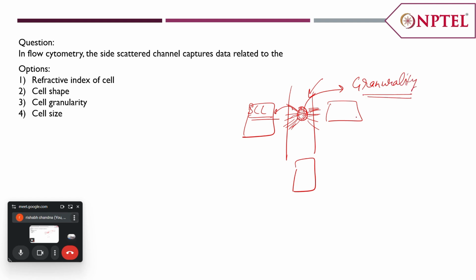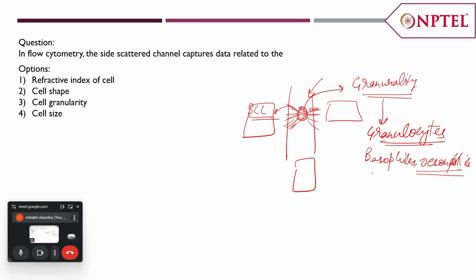So what is the purpose of this granularity? Different granulocytes that we study have different lobes and different granules, for example basophils, eosinophils, and many more. These have granulated cytoplasm, which is why they are called granulocytes. These granules are detected using the side scatter of the flow cytometer. That is why it detects the cell granularity. So the correct option is answer number 3.